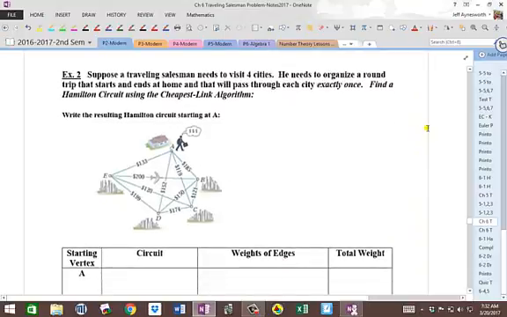Okay, so example number 2 goes like this. I'll go over it in just a minute.